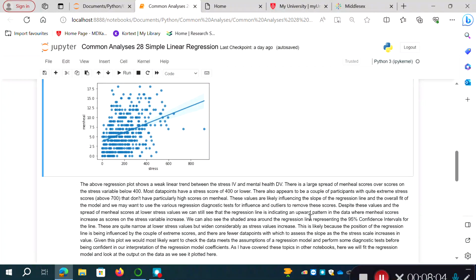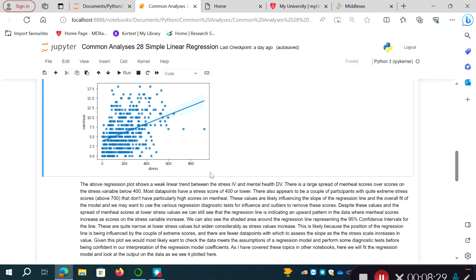So what the above regression plot is showing is a weak linear trend between the stress independent variable and the mental health DV. There's a large spread of mental health scores over scores on the stress variable below about 400. So if we look below 400, there's a big spread of scores there. Most of the data points have stress scores of 400 or lower.